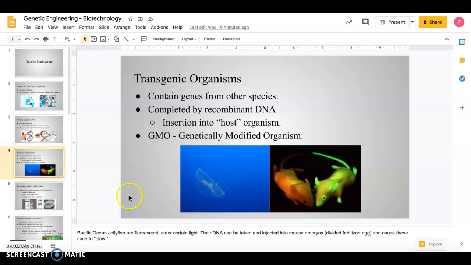So an example of this would be, we have Pacific Ocean jellyfish. They're fluorescent under certain light. They glow. Their DNA can be taken out and processed and then injected into mouse embryos, which are fertilized eggs which have undergone division, and then the mice will be able to glow under certain light, something that is clearly not natural in mice.